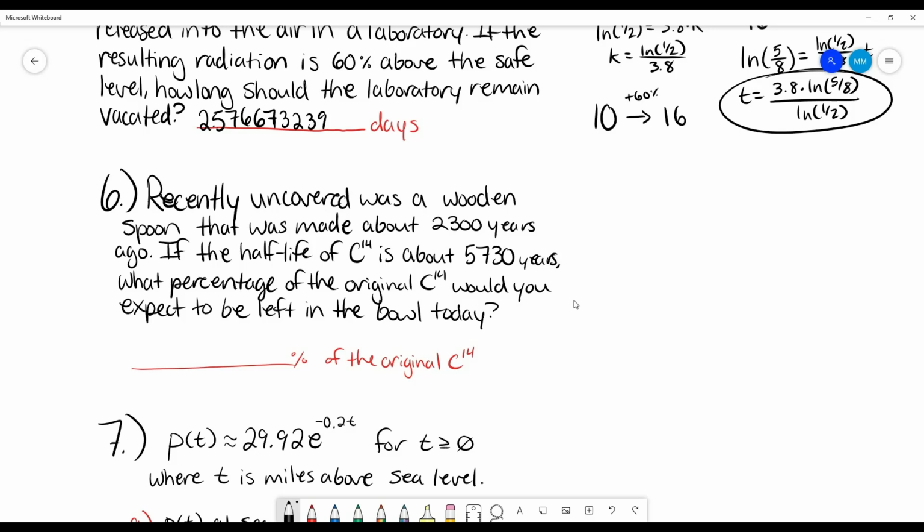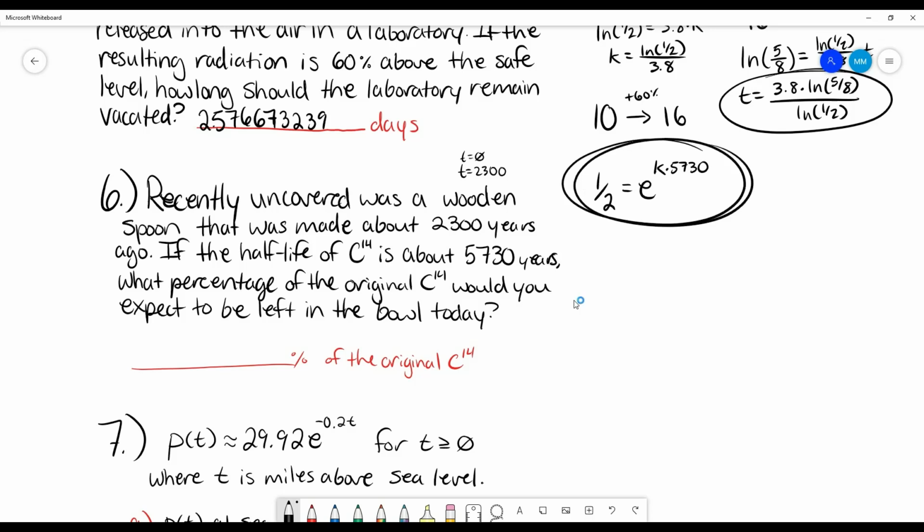But it's the same type of problem once again. So we know that it was made about 2,300 years ago. We'll say that 2,300 years ago is when t equals 0. So today, t equals 2,300, right? We know the half-life is about that. So we're considering that ratio is 1/2. This is what we know, right? We know that this is going to be true because that's the half-life. So the half-life of the carbon after this amount of time, blah, blah, blah. So let's solve for k.